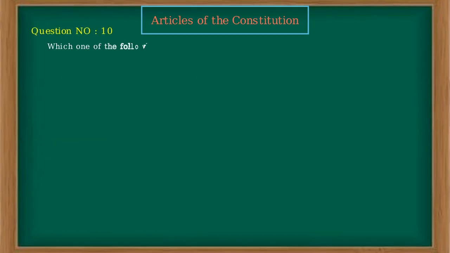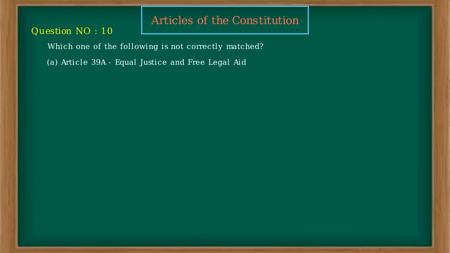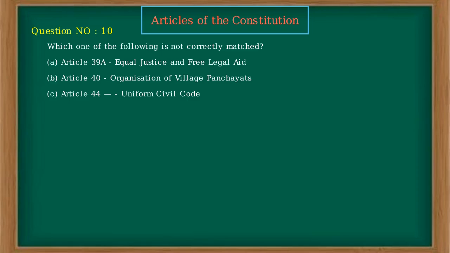Which one of the following is not correctly matched? A. Article 39A, Equal Justice and Free Legal Aid. B. Article 40, Organization of Village Panchayats. C. Article 44, Uniform Civil Code. D. Article 48, Separation of Judiciary from Executive. Ans. D.